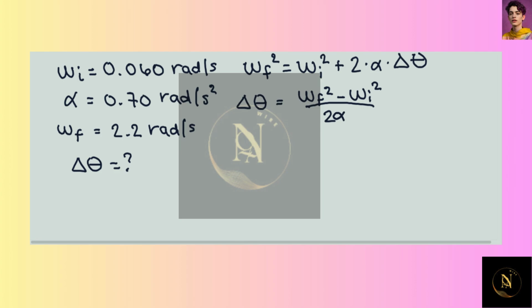We already know that the final angular velocity is 2.2 radians per second, so we have that. We know that the initial angular velocity is 0.06 radians per second, so we have that. And we also know that the angular acceleration is 0.7 radians per second squared, and we also have that. Therefore, we have everything we need to be able to solve for delta theta. So we can plug these values in.